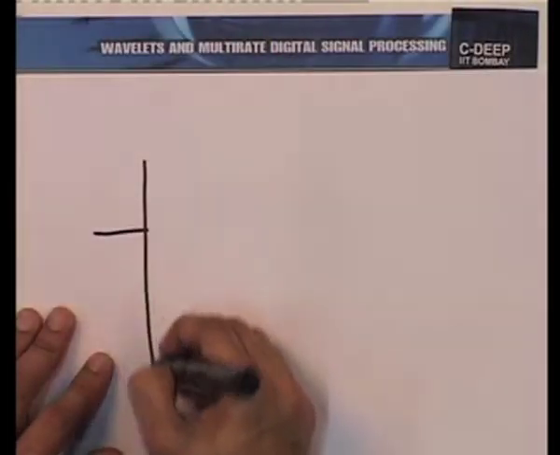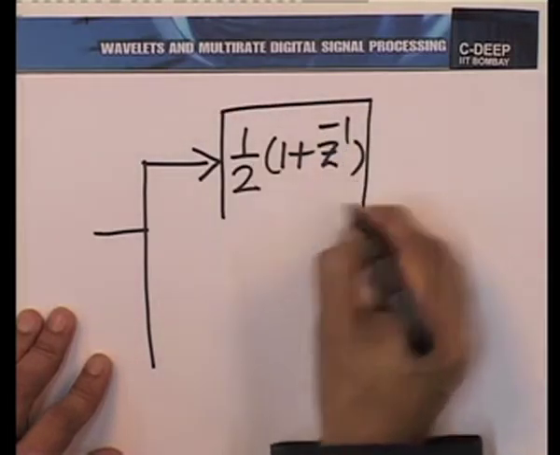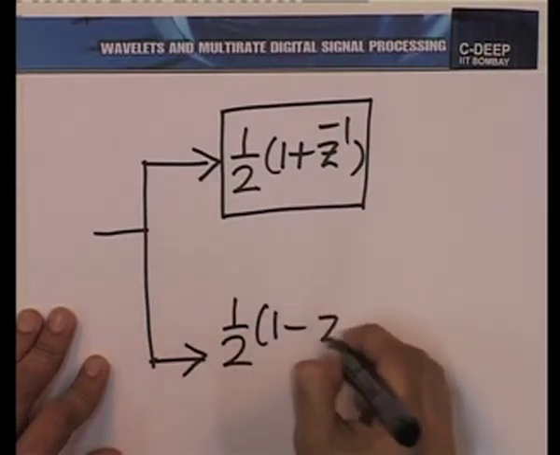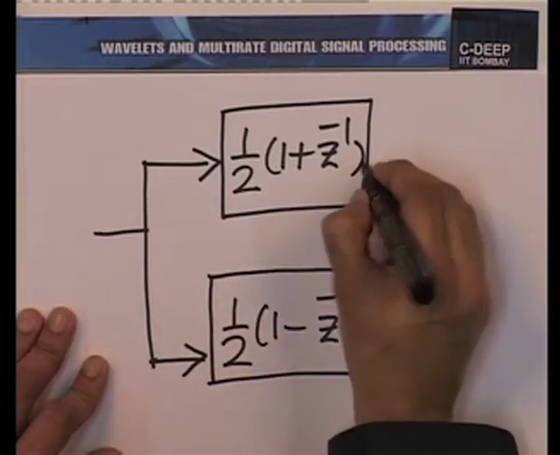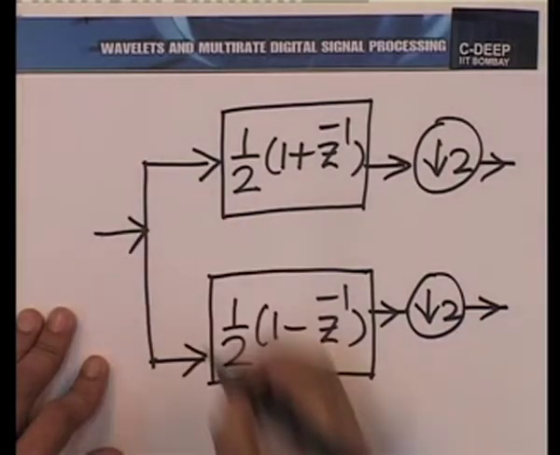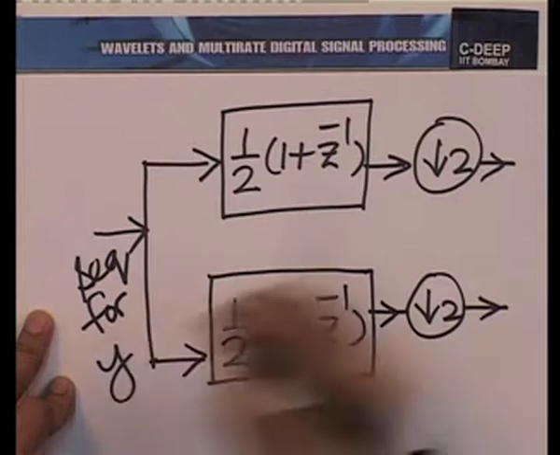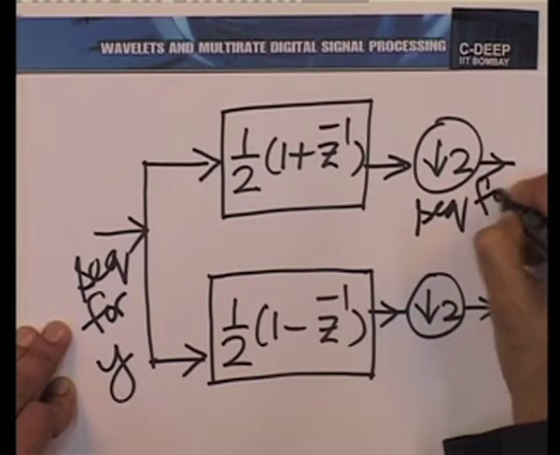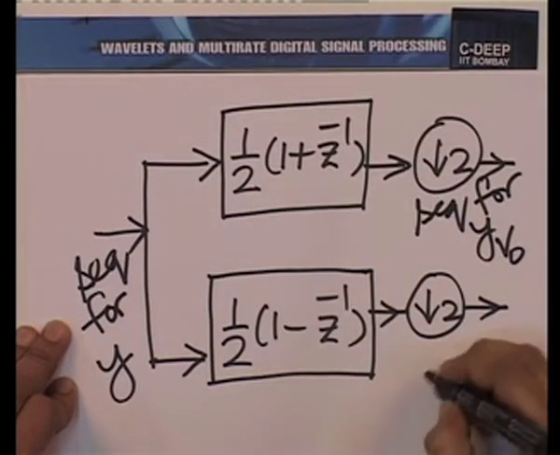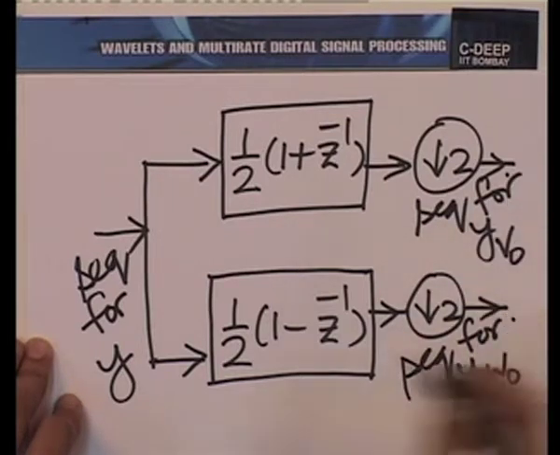So, all in all, we have a pair of filters followed by a pair of decimators, and the structure looks like this. Half into 1 plus z inverse here, half into 1 minus z inverse there, and a decimator. So, here we have the sequence for y, here we have the sequence for y_V0, and here we have the sequence for y_W0 coming out here, here and here respectively.